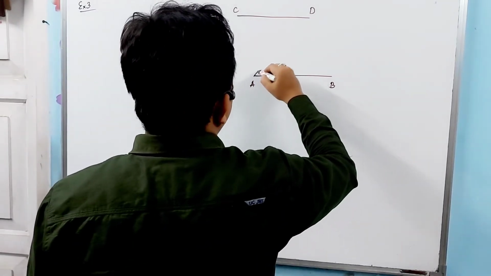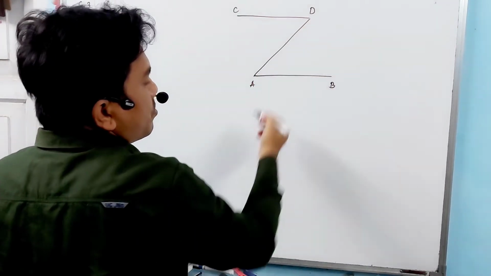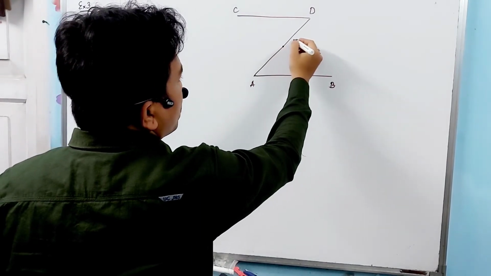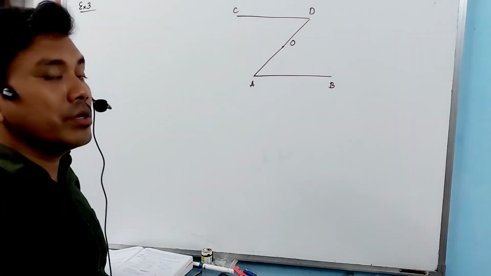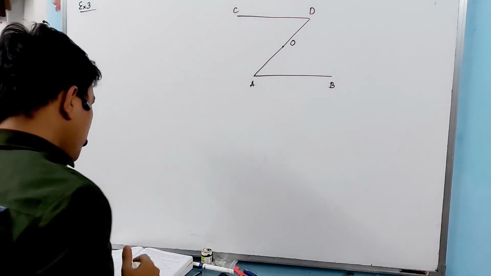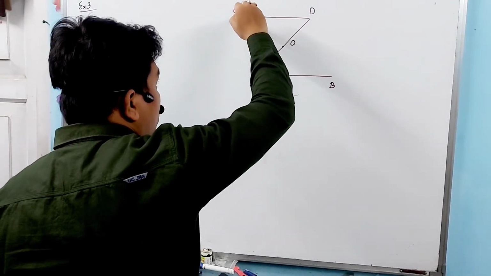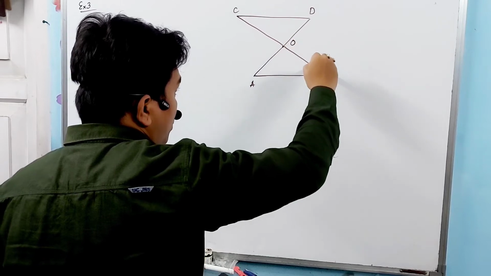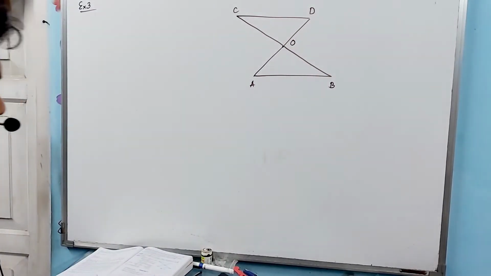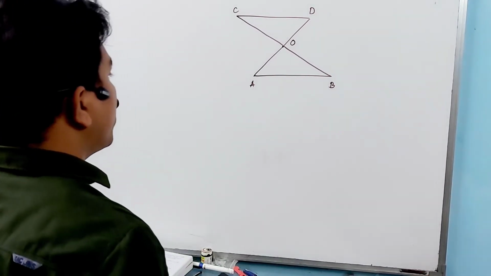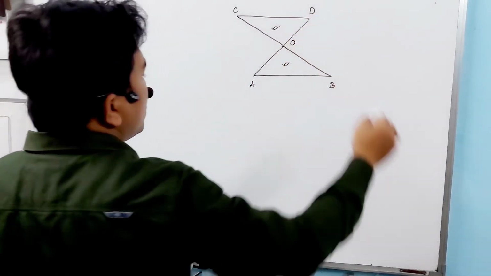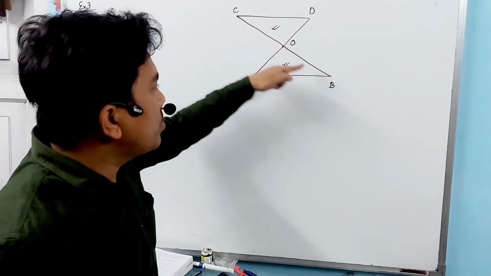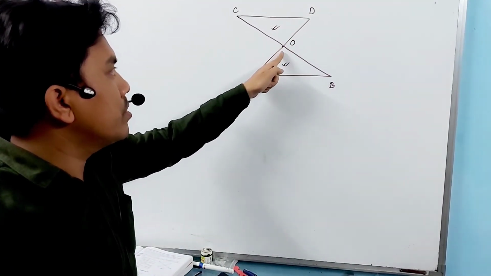So obviously we have to join AD. Now we will mark the midpoint O of AD. Now we will join OC and extend it up to B. Okay? Alright. Now, what we have to prove? We have to prove that triangle AOB is congruent to triangle DOC.